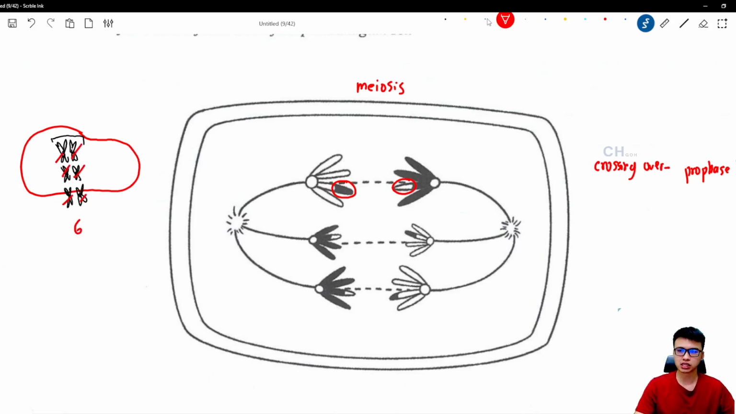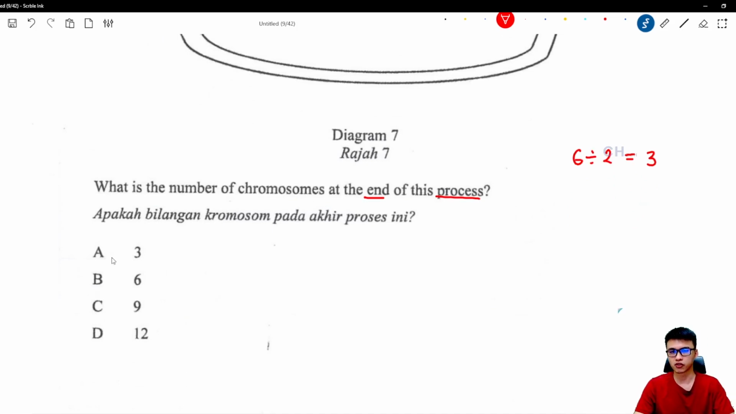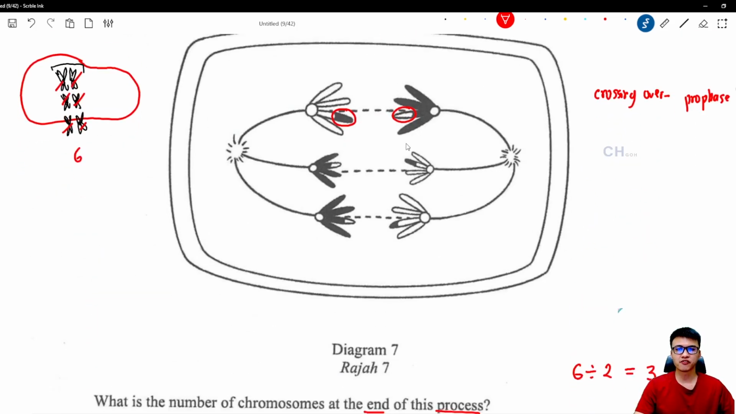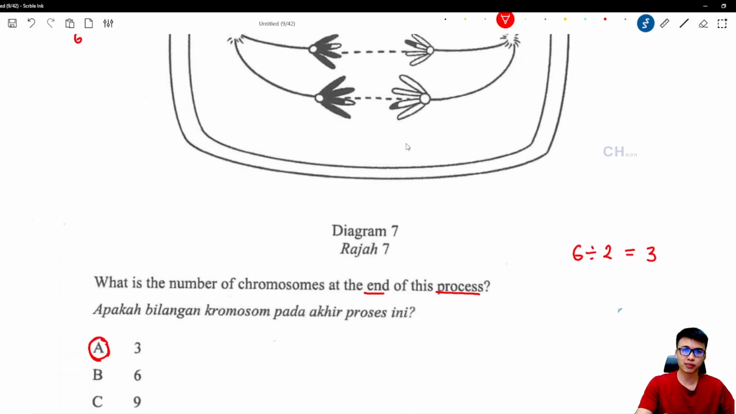So after that, the chromosome number at the end of the process will be divided by 2, and it forms 3 chromosomes in each of the cells. So the answer here should be A. So guys, always remember for meiosis, the parent cell chromosomal number will be divided by 2 at the end of the process.